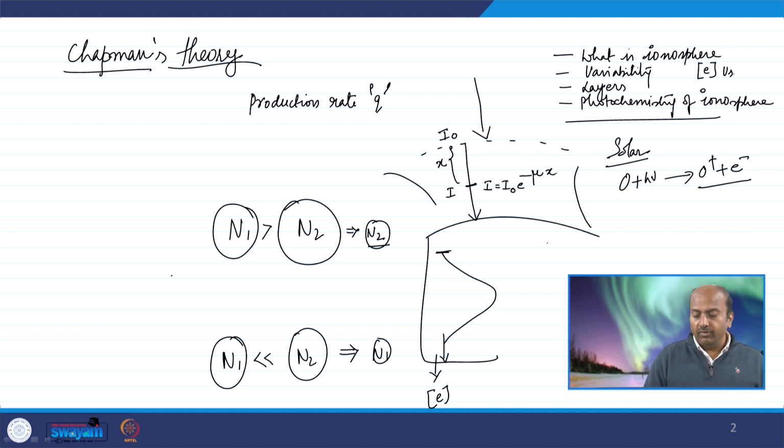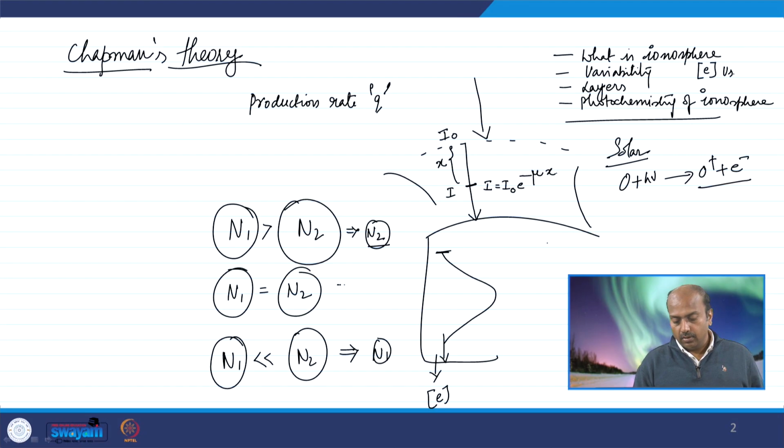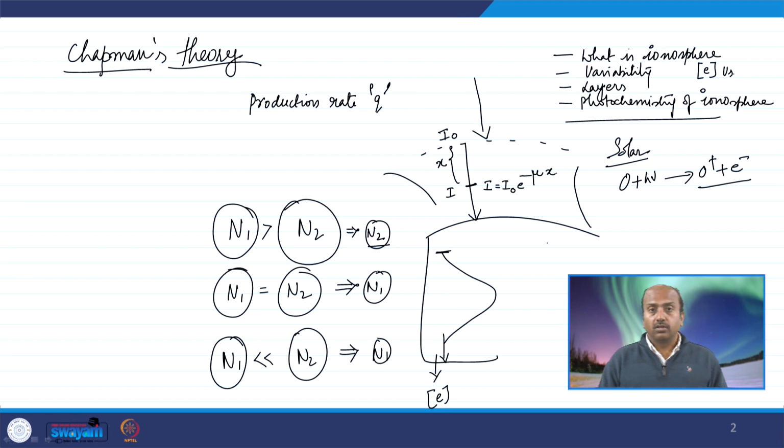But somewhere in between, you can expect that there are ideally equal numbers, so n1 is equal to n2. Effectively, all the available photons are contributing towards the ionization, making the electron density reach a maximum value, right? So this is the basic idea. The competition between neutral densities and intensity will decide the formation of the ionospheric layer.